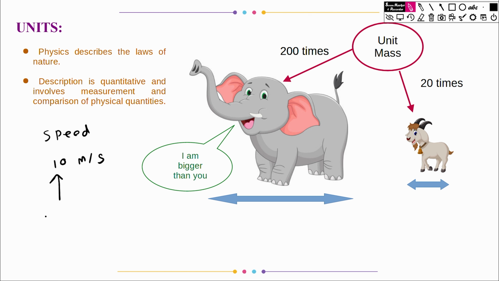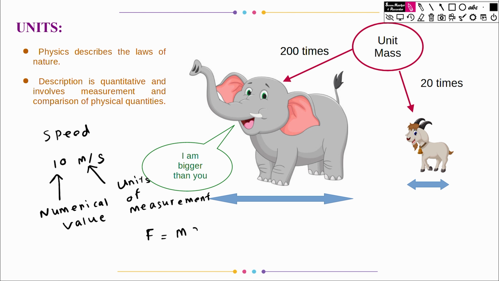So this 10 is the numerical value. Then comes meter per second. So meter, seconds, both are units of measurements. Now comes the mathematical equation. Like Newton has given in the second law, that is force is equal to mass into acceleration. So this is nothing but a mathematical equation.